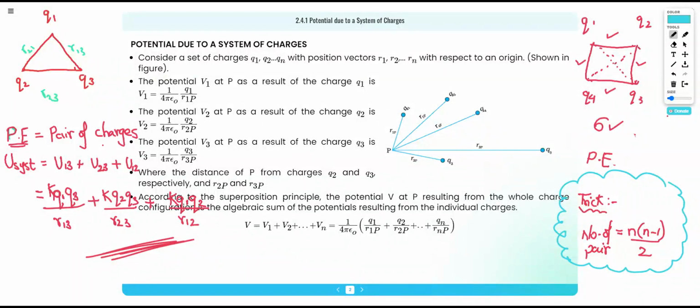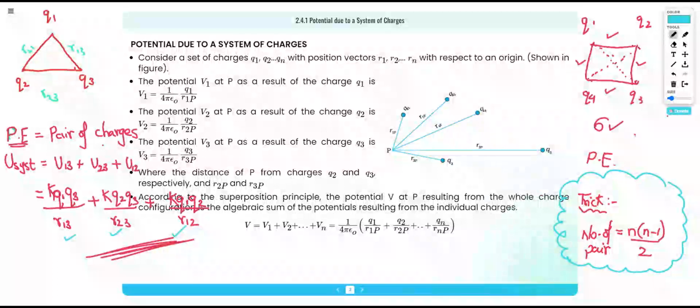How many charges here? 1, 2, 3. That means n is 3. 3 into 2 will be 6, 6 over 2 will be 3. We have 3 pairs, 3 potential energies. Was this a coincidence? No, this was not a coincidence.